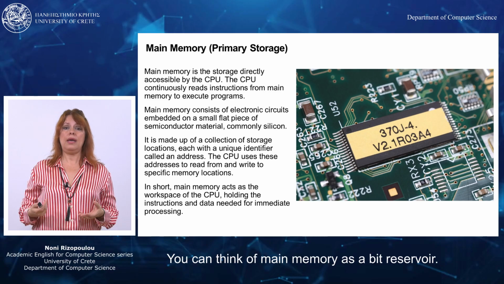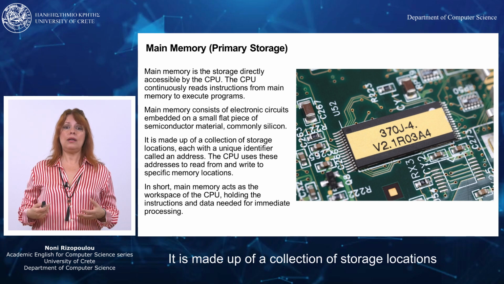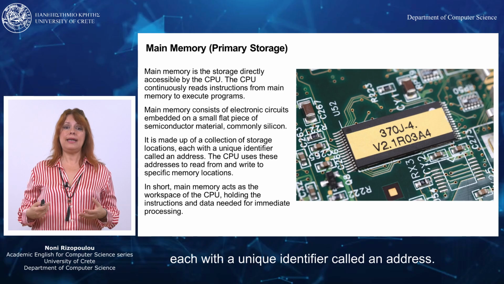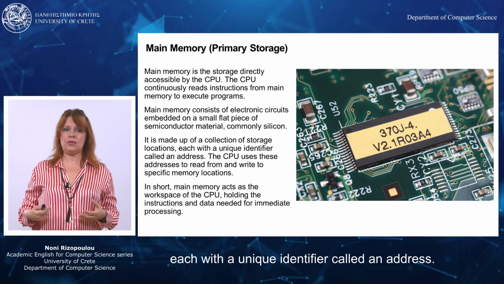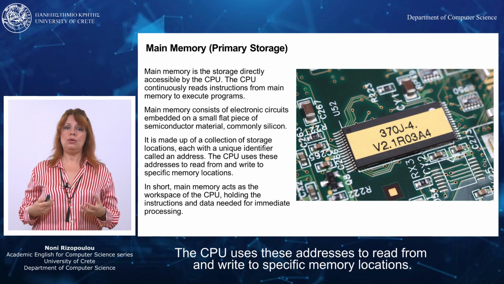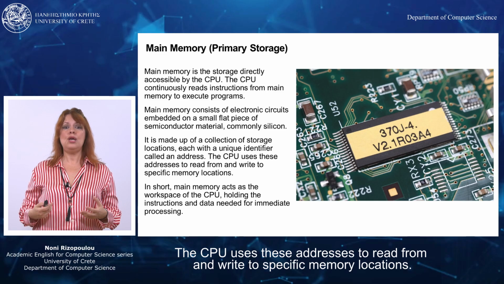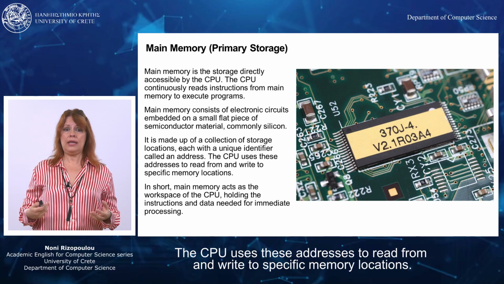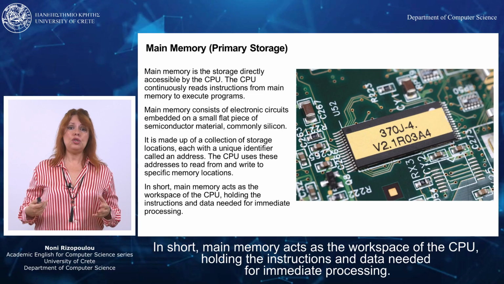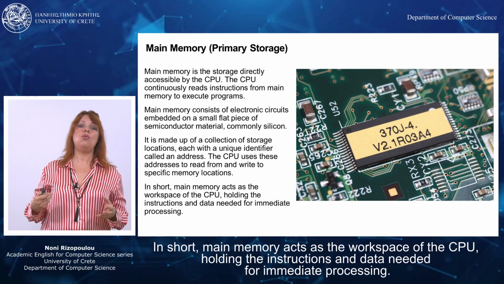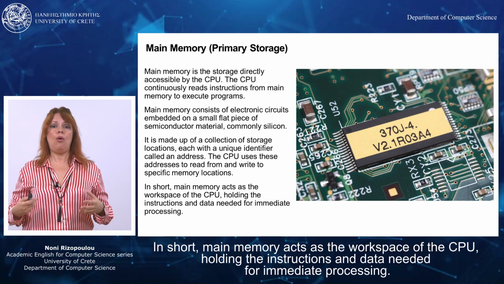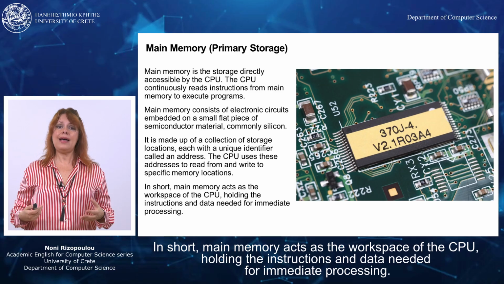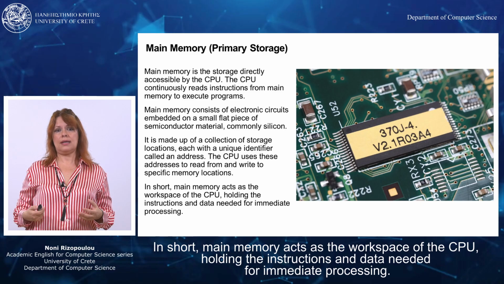You can think of main memory as a bit reservoir. It is made up of a collection of storage locations, each with a unique identifier called an address. The CPU uses these addresses to read from and write to specific memory locations. In short, main memory acts as the workspace of the CPU, holding the instructions and data needed for immediate processing.